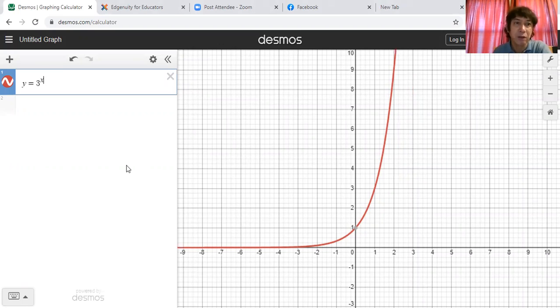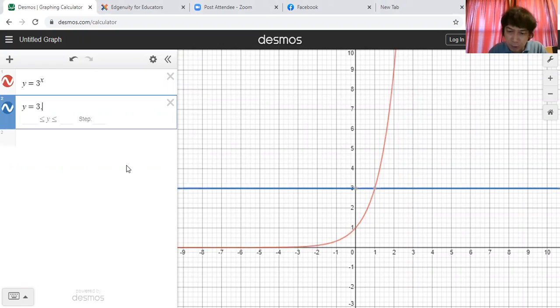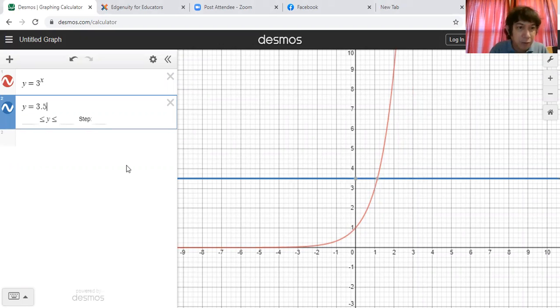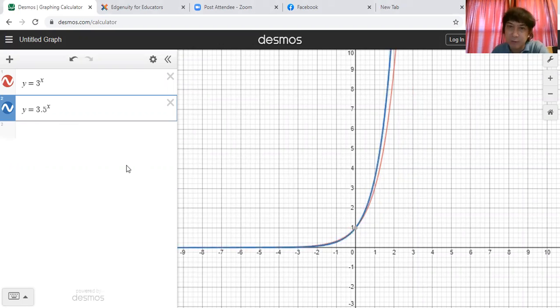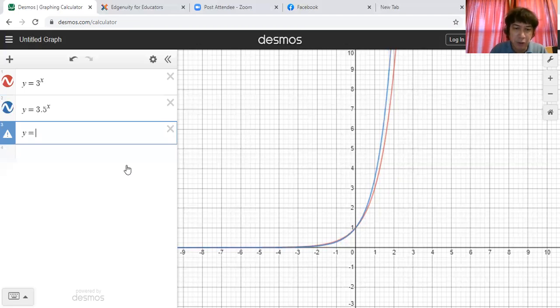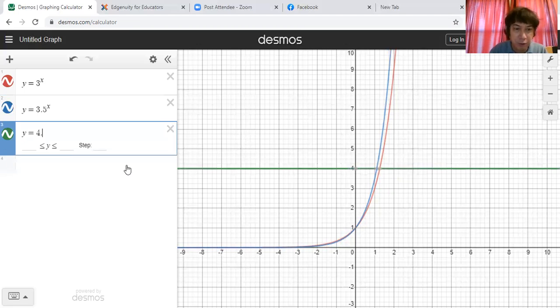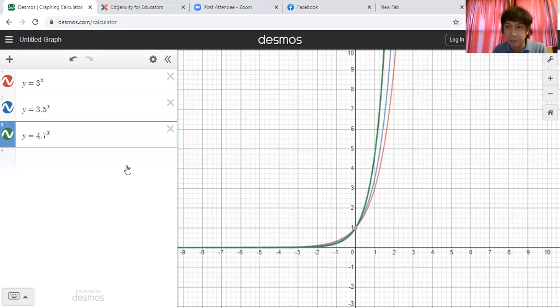You can also make it a decimal. Say y is equal to 3.5 raised to the power x. It's not always an integer. For as long as it's higher than 1, it will be exponential growth. Say 4.7 raised to the power x. So still the numbers we're using are higher than 1. So this will be the nature of the graph.